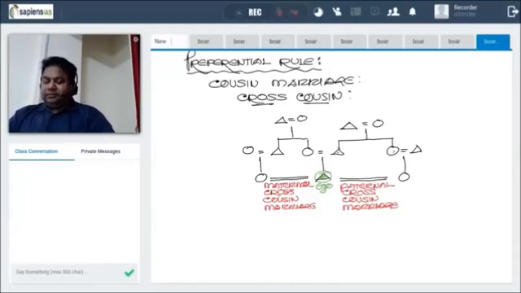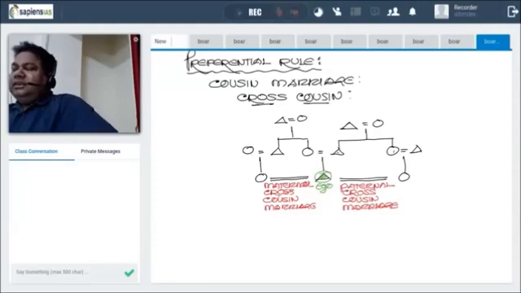So, how to write it? Marriage between offsprings of different gender of the same generation having common ancestry is called cross cousin marriage.